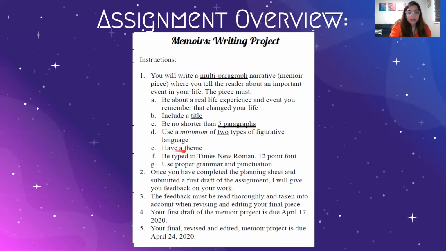You need to have a theme. So remember when we talked about how you need to have a theme in your story? I'm going to be looking for that theme as I read your memoirs. And it must be typed in Times New Roman 12-point font. I'm going to go over that in 1 second. And you need to use proper grammar and punctuation.